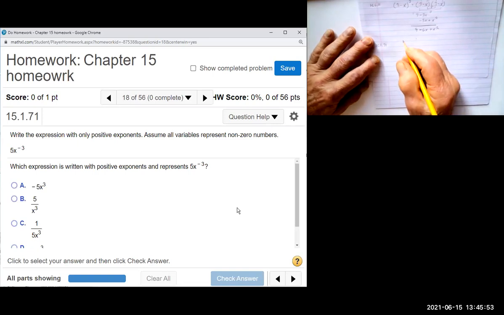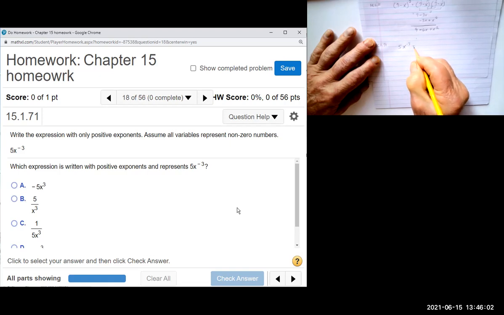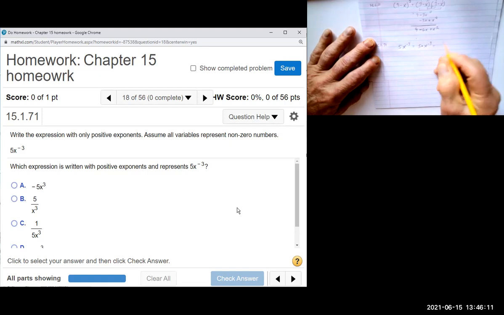Write the expression below with positive exponents only. We have 5x to the minus 3 power. That means 5 times x to the minus 3. The only thing that's affected by the negative power is the x, not the 5. So I'll leave the 5 where it is. The negative power causes the base to cross the fraction line, and once you cross the fraction line, you put the opposite power. So 5 over x cubed would be the correct expression.